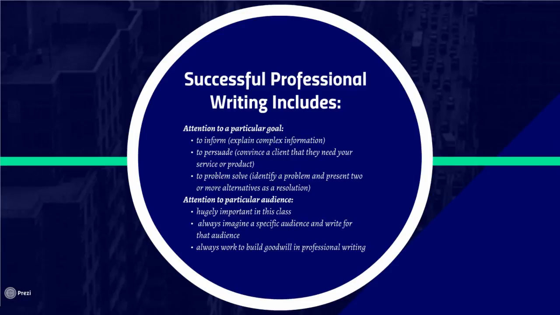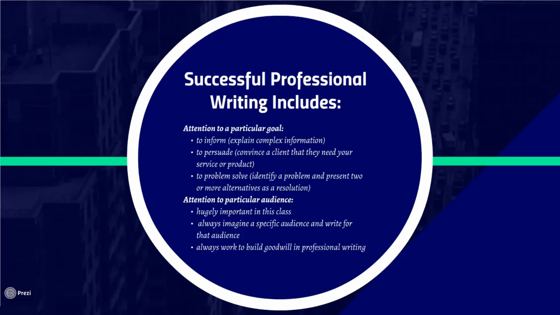Successful professional writing, more specifically, includes two things: attention to a particular goal and attention to a particular audience. One of the things we're working on most heavily during this first week is audience awareness. You're constantly imagining your audience and keeping in mind their priorities and their interests as you write for them. And the other thing we're going to keep working on all summer is attention to a particular goal.